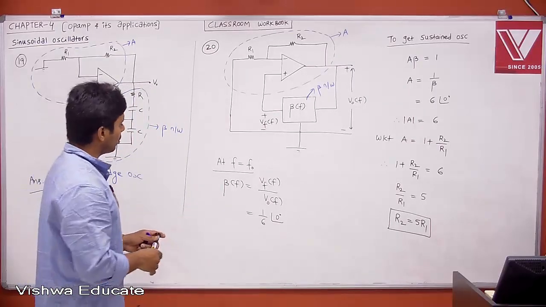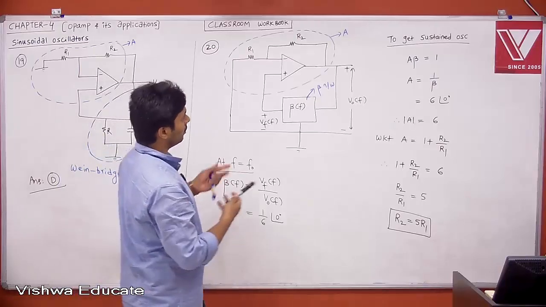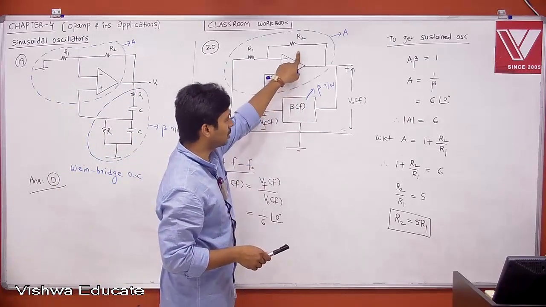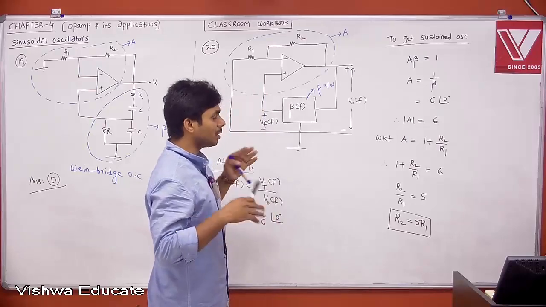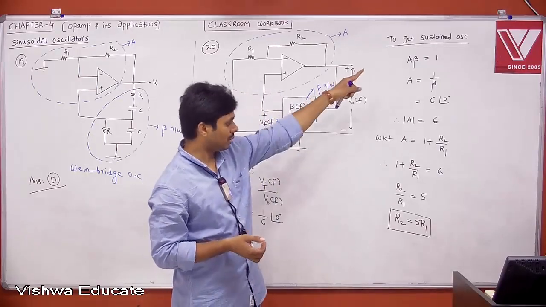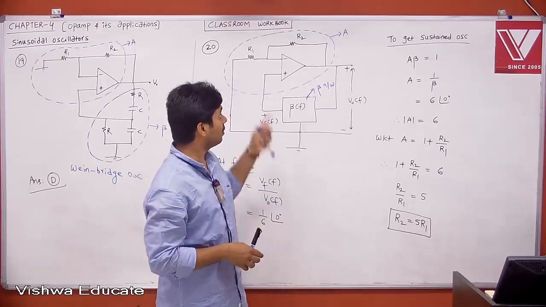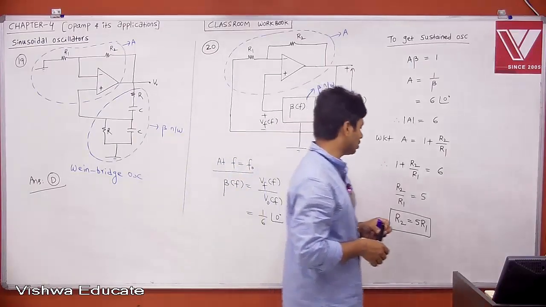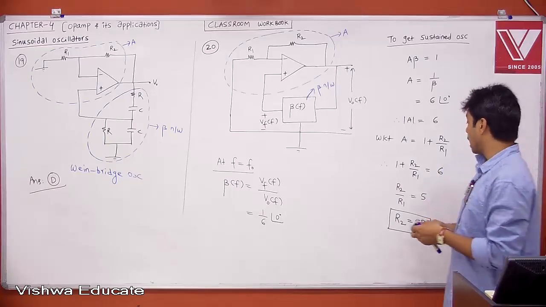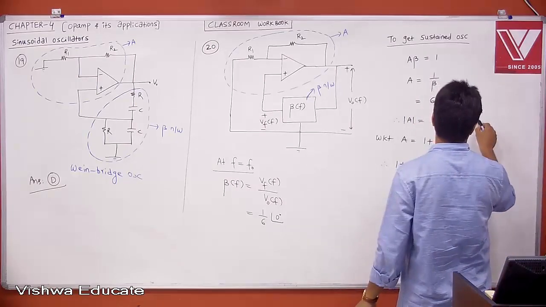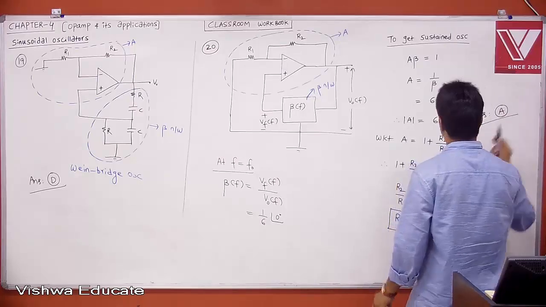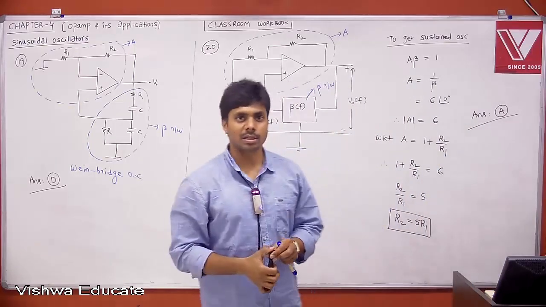Second point. The first point is already given. It is giving you oscillations at f naught. This is giving 0 degrees phase shift, and this is also giving 0 degrees phase shift. You will get oscillations. But now the second point: to get sustained oscillations, the total loop gain must be equal to unity. Therefore, what is the condition for R1 and R2 such that you will get sustained oscillations? The answer is A. We are going to get sustained oscillations.